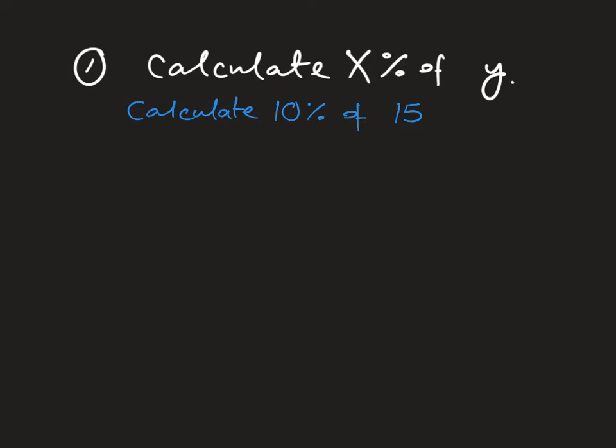To do that, what we need to do first of all is convert our percentage into a decimal. And we know that if we want to go from percent to a decimal, we have to divide by 100. So we'll try that. We do 10 divided by 100 is equal to 0.1. Okay, that's my step number one. I'm going to call it step A.